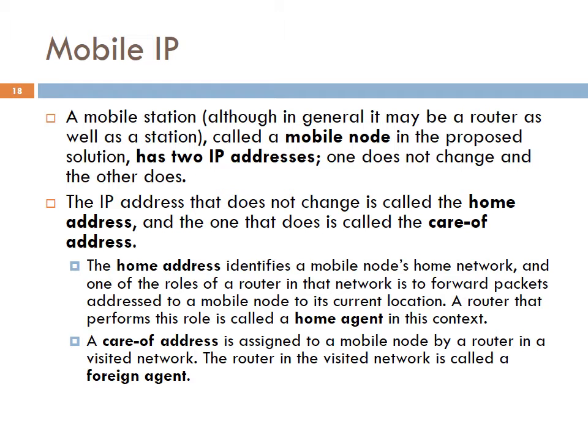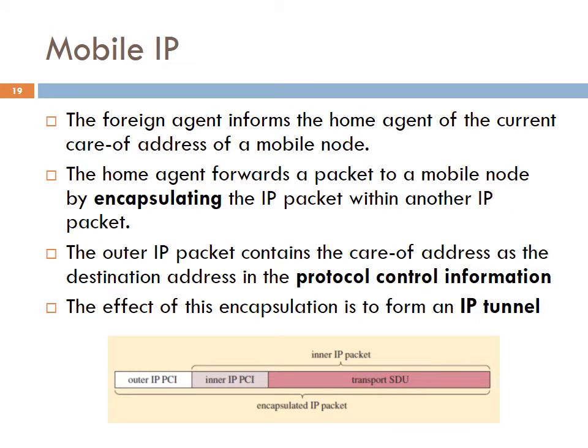A care-of address is assigned to a mobile node by a router in a visited network. The router in the visited network is called a foreign agent. The foreign agent forms the end of the tunnel for the current care-of address of a mobile node. The home agent forwards a packet to a mobile node by encapsulating the IP packet within another IP packet. The outer IP packet contains the care-of address as the destination address in the protocol control information. The effect of this encapsulation is to form an IP tunnel.